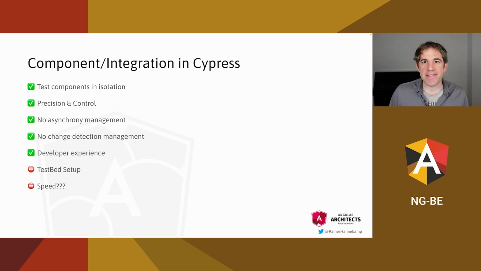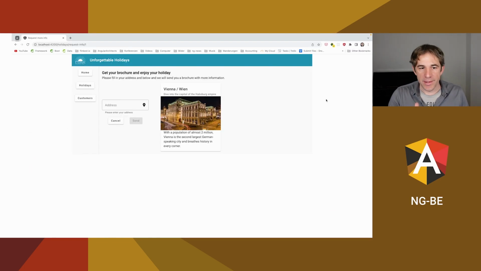Okay, so that's it for the theory, and now let's take a look into the code itself. Alright, so this is the application that I'm going to use. It has an input field, as you can see here. I can type in there some kind of address. I click on send, then it goes to the OpenStreetMap API. It verifies that this address exists, and then it just shows us here brochure sent.